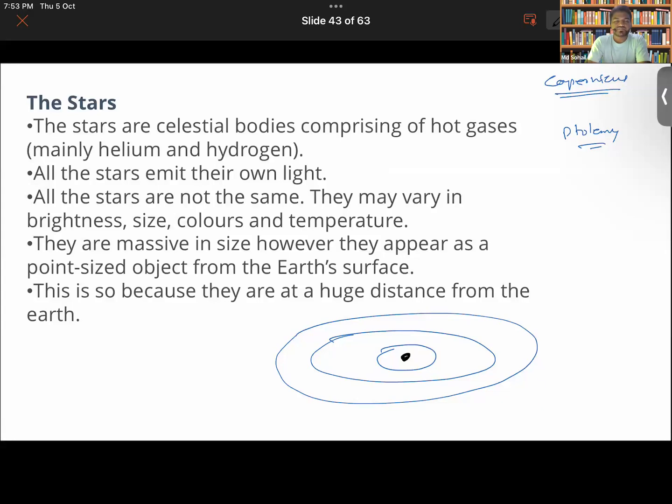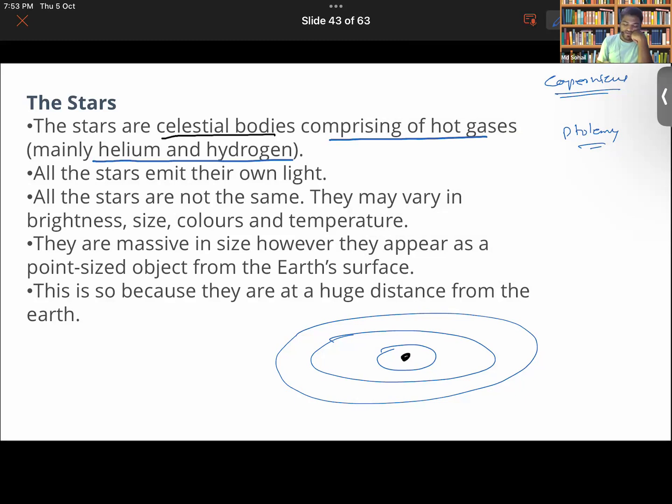So Copernicus's contribution was that he postulated, just remember this point, that it's the Earth that revolves around the sun, not the sun around the Earth. And the sun is also one of the stars. Stars are basically celestial bodies which comprise hot gases, mainly helium and hydrogen.